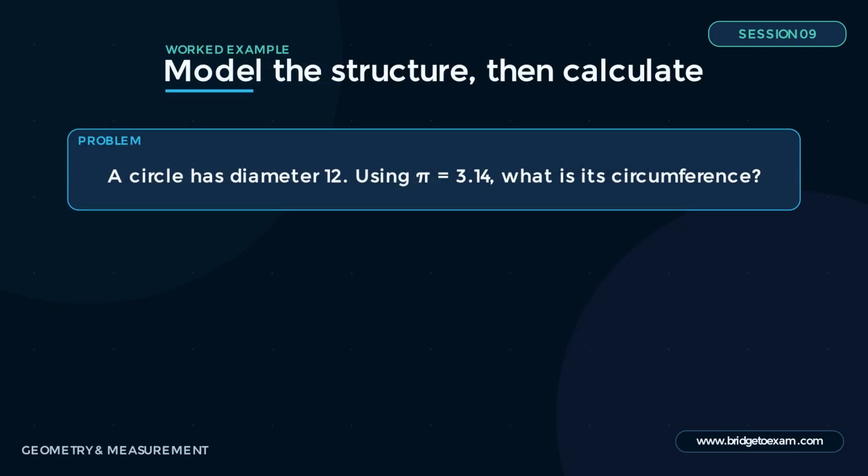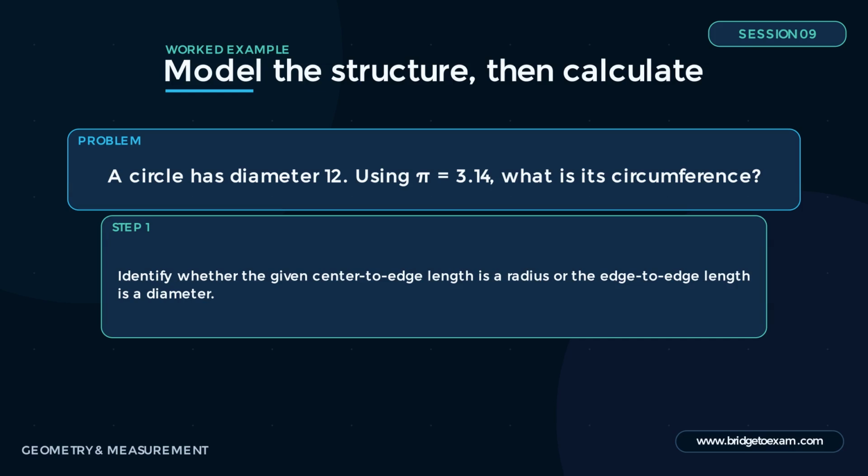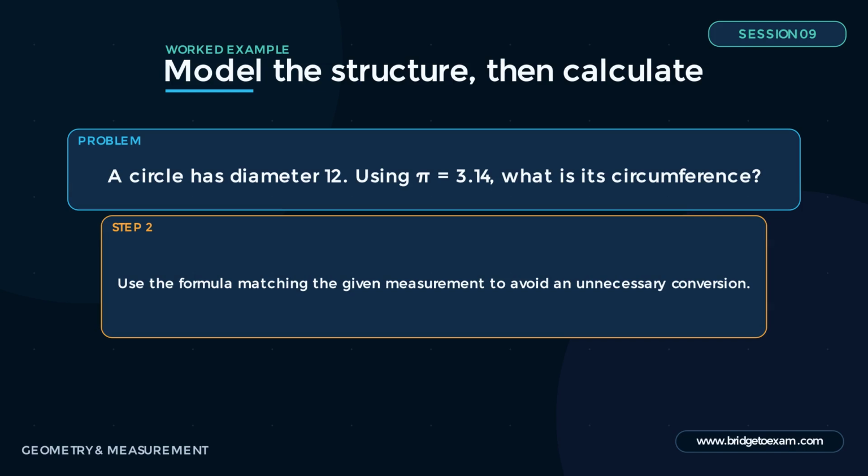Let us model a complete example. A circle has diameter 12. Using pi equals 3.14, what is its circumference? Step 1 is to organize the information. Identify whether the given center-to-edge length is a radius or the edge-to-edge length is a diameter. Step 2 chooses and sets up the relationship. Use the formula matching the given measurement to avoid an unnecessary conversion.